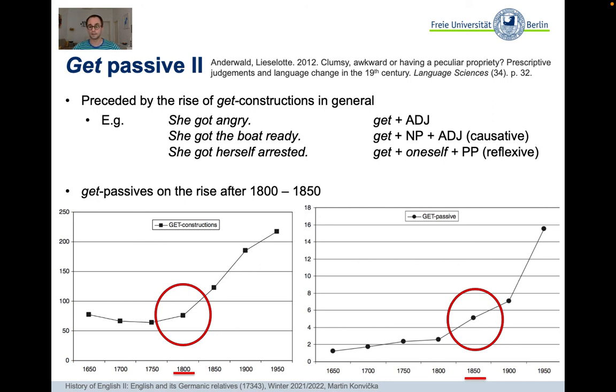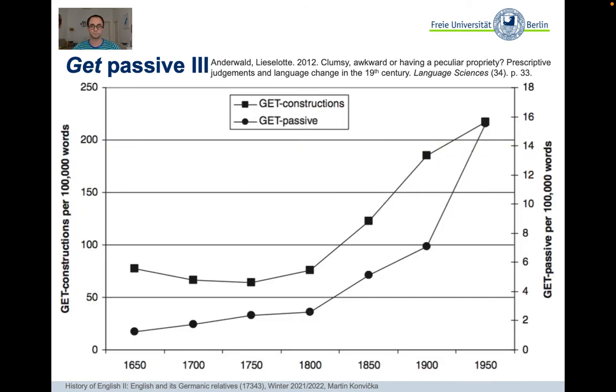Right, so get passives were almost non-existent during the early modern English period, during the 18th century and earlier, and then we see again a steep rise during the 19th century. And we see that the development of this get passive construction is somewhat slower than the development of other get constructions, such as the combination of get with adjectives.